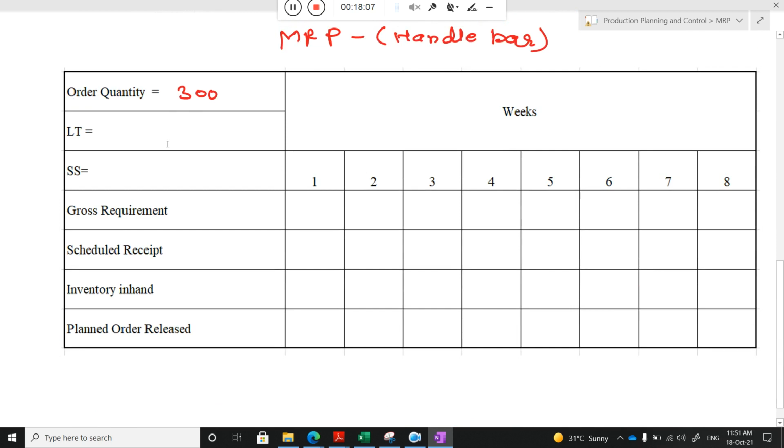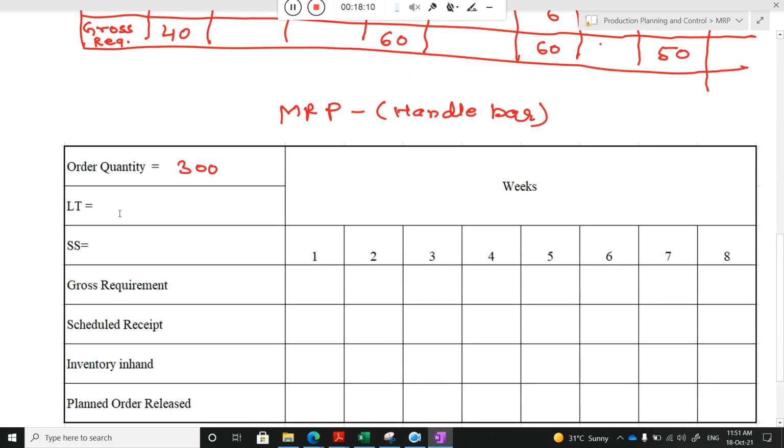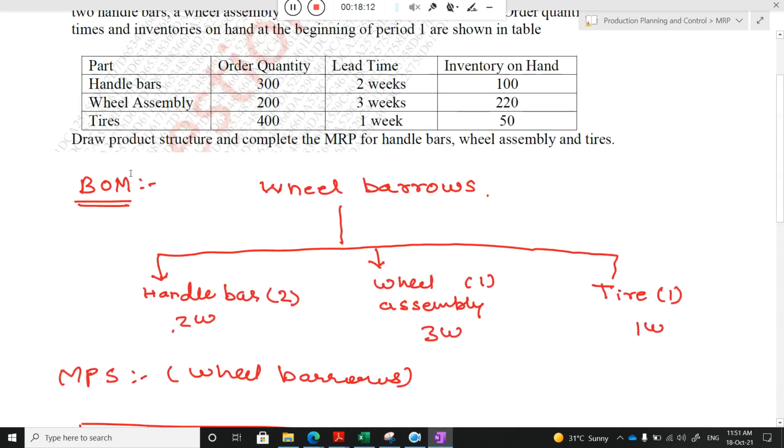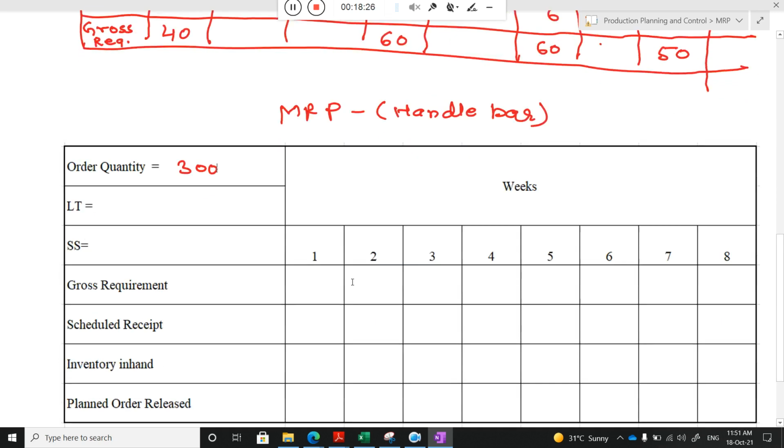Now what is the lead time for this handlebar? LT means lead time. The lead time for handlebar is 2 weeks, given here, class. So I put this 2 weeks in this table for material requirement planning of handlebar. This is the lead time, 2 weeks. Now what is the shortage? Shortage is not given here, so write down 0. There is no shortage allowed.